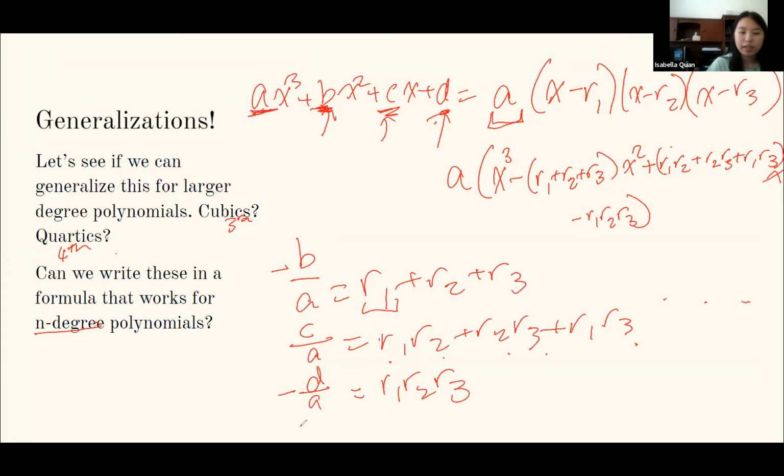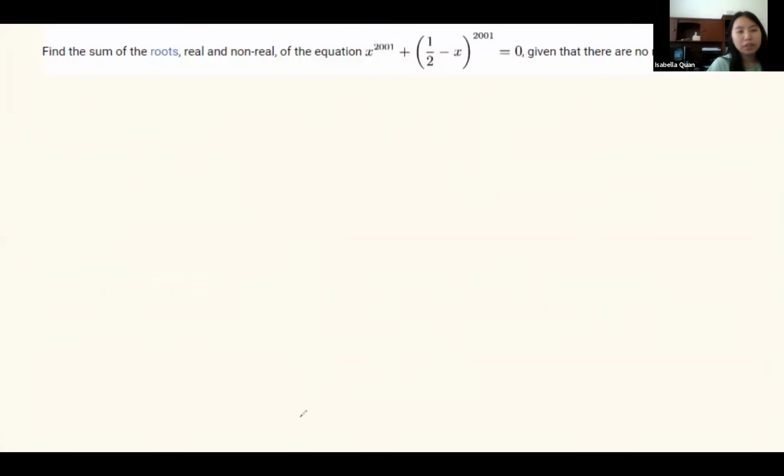Now let's put that to the test. So let's start with a pretty straightforward question. This is an old AIME question. Find the sum of the roots, real and complex, of this equation, and there are no multiple roots. A little hint, just remember your binomial formula.